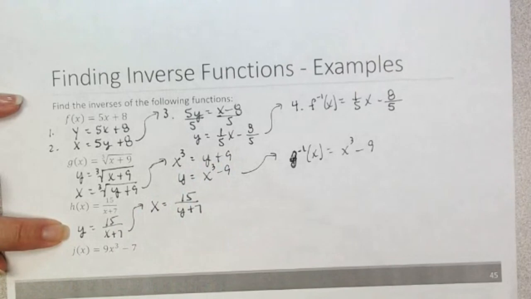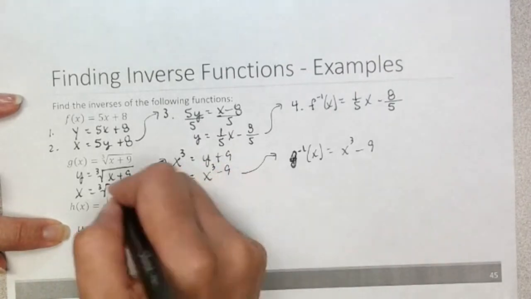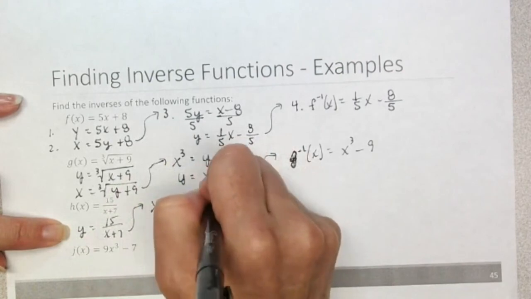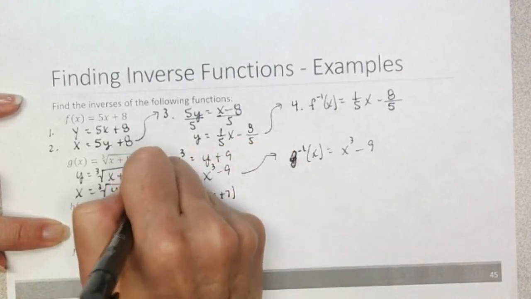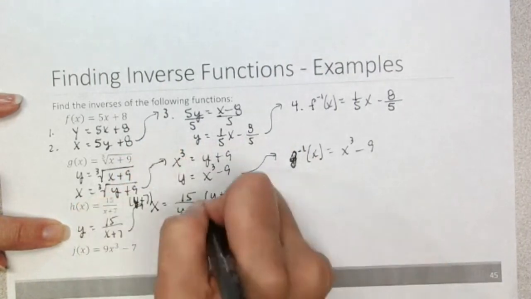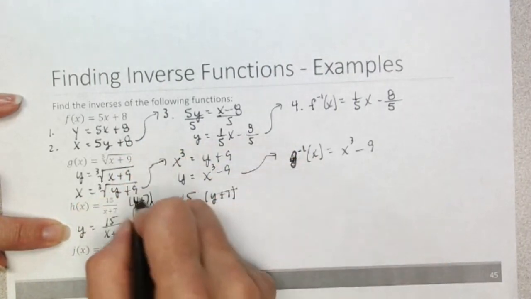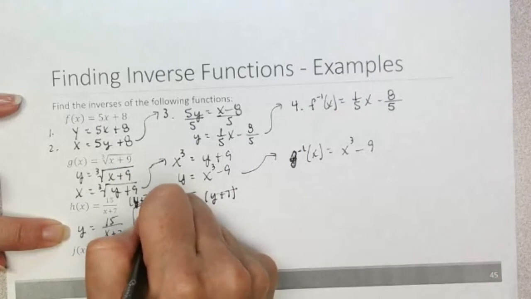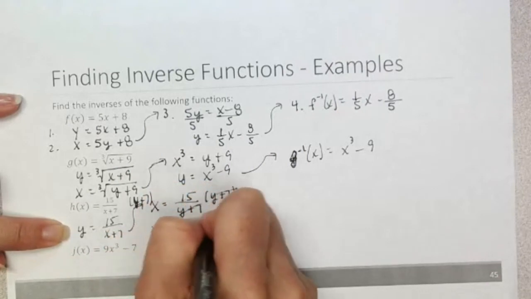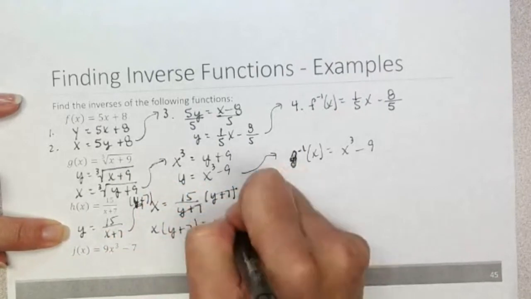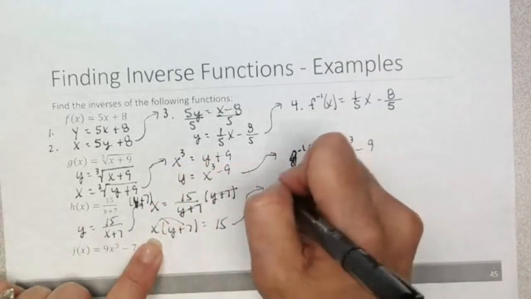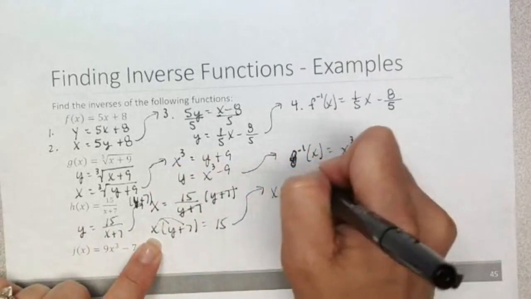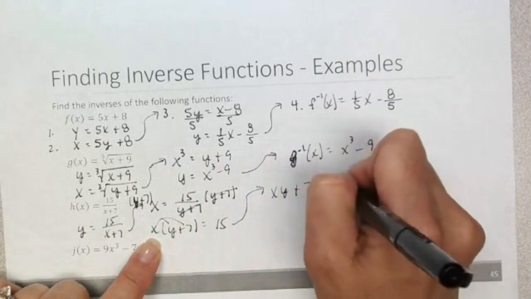Now we need to solve for y. How do we do that? We've got to get y out of the denominator. So let's multiply both sides by that whole denominator, y plus 7. And these will divide out. So then we get x times y plus 7 equals 15. Let's distribute that x. So xy plus 7x equals 15.